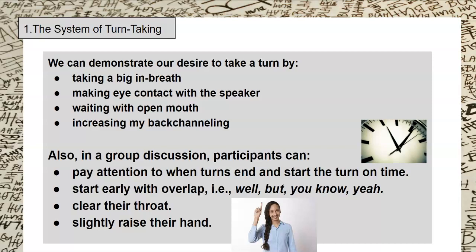Number one is paying attention to when turns end and start and starting your turn on time, or even overlapping a little bit with words like you see on the screen there. Well, but, words that don't really carry any meaning, but they get me out there and hopefully I can get my turn at talk. A student can clear their throat or they can even slightly raise their hand.